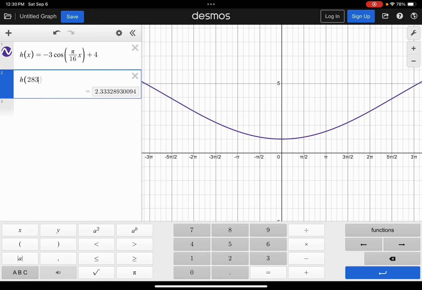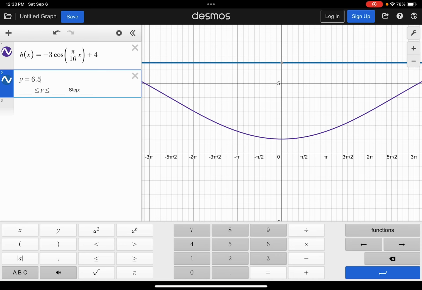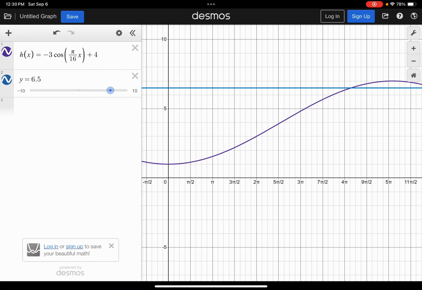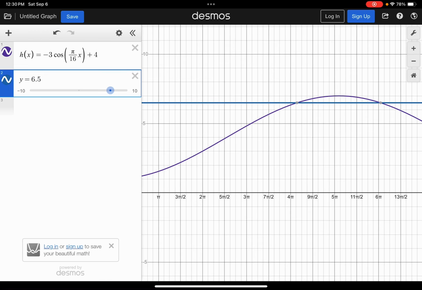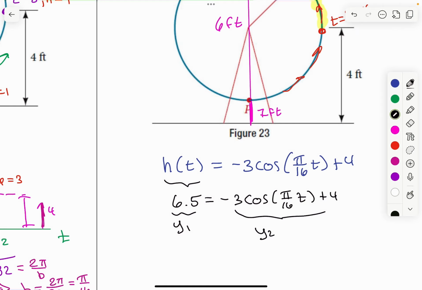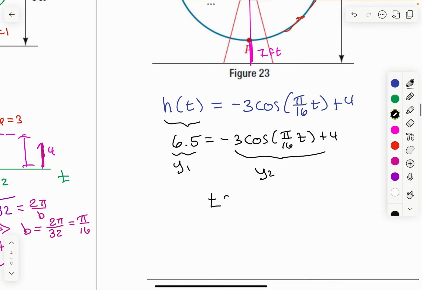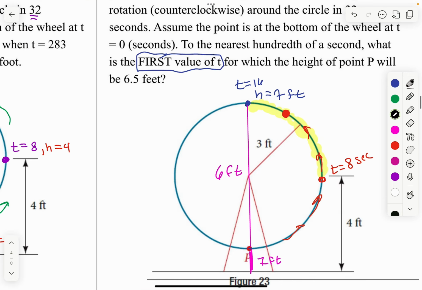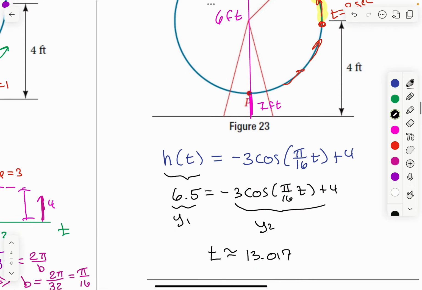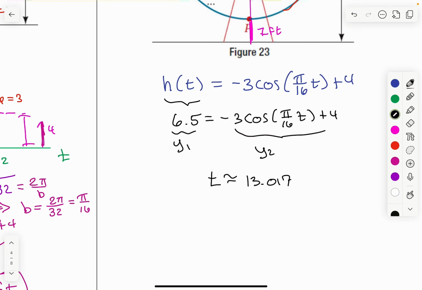So I already have my cosine graph. Let's graph y equals 6.5. Okay, there's the origin here, and so the first intersection, if I just touch that, happens at about 13.017 seconds. What does it say to round to here? Hundredth of a second, so that would be 13.02.